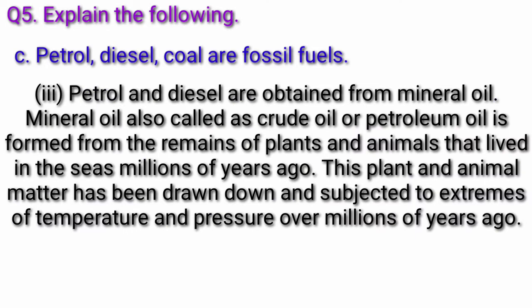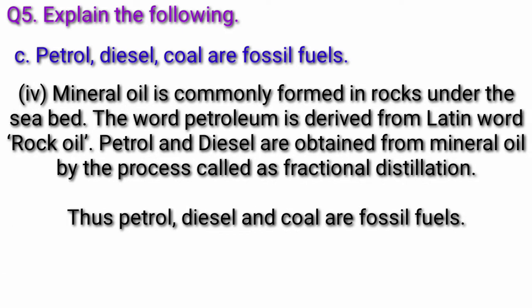Petrol and diesel are obtained from mineral oil. Mineral oil, called crude oil or petroleum oil, is formed from the remains of plants and animals that lived in the seas millions of years ago. This plant and animal matter has been buried and subjected to extremes of temperature and pressure over millions of years. Mineral oil is commonly formed in rocks under the seabed.